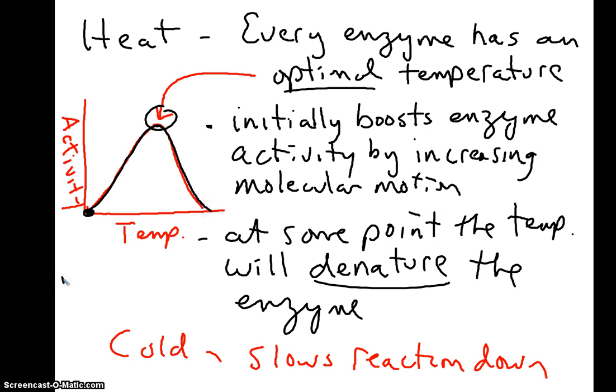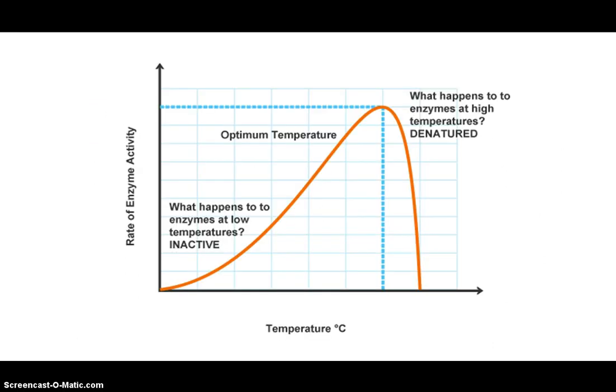Now, at cooler temperatures, before the optimal, the enzyme isn't denatured, it's still functioning, it's just slower. The molecular motion isn't as high, and so cold temperatures will slow down the reaction. It won't stop them because the enzyme isn't denatured, but it just slows them down. So here's another graph that shows that very well.